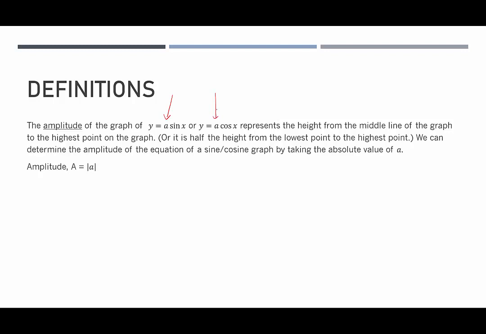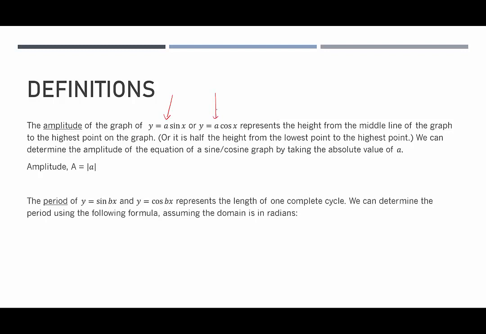If a is negative, that typically means the graph, well, it depends on what we're talking about. If it's a sine graph, that means that the graph will go down first and then up. And if it's a cosine graph, that means it will start at the bottom and go to the top. But we can worry about that when we get there.